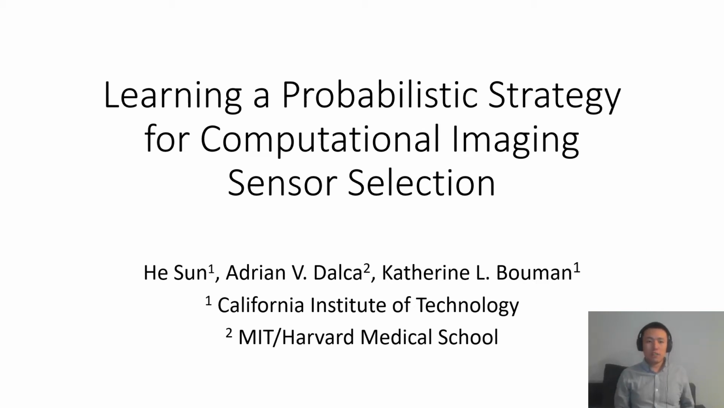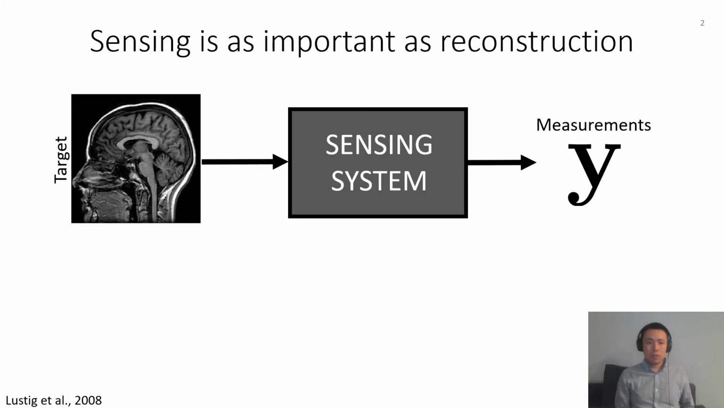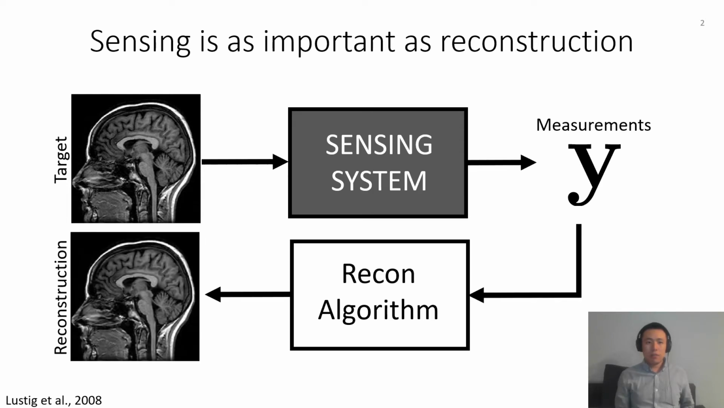Today I'm going to present our work on learning a probabilistic strategy for computational imaging sensor selection. In computational imaging, we first collect measurements of a target using a sensing system, and then we use reconstruction algorithms to recover the hidden picture from data. Although it is important to design an intelligent reconstruction algorithm, the design of the sensing system is just as important. This is especially true when we are severely restricted in the number of measurements we can make.